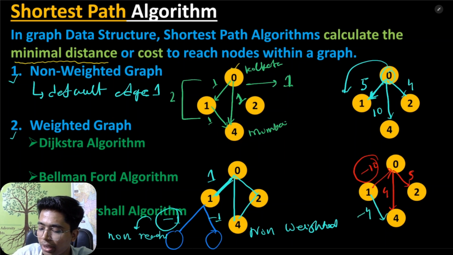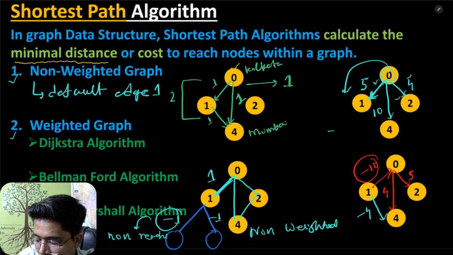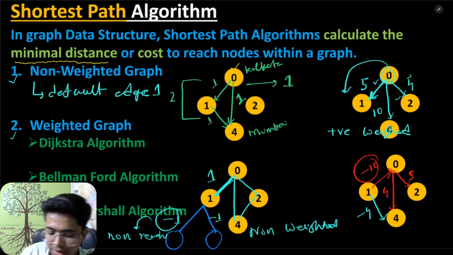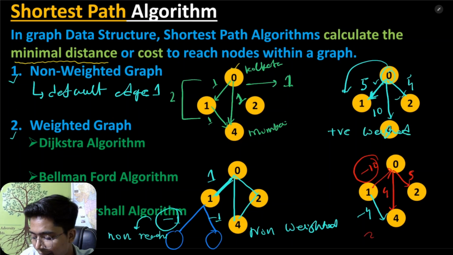The first case, where you are just observing positive values, is called a positive weighted graph. And the third case that you are observing is called a negative weighted graph.